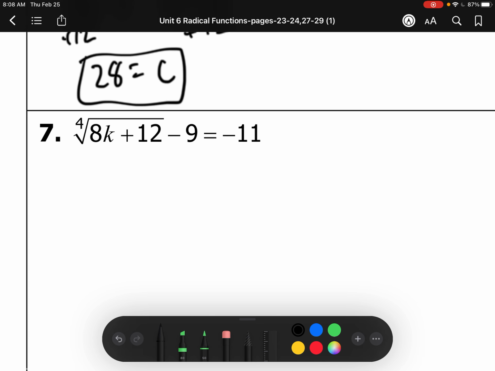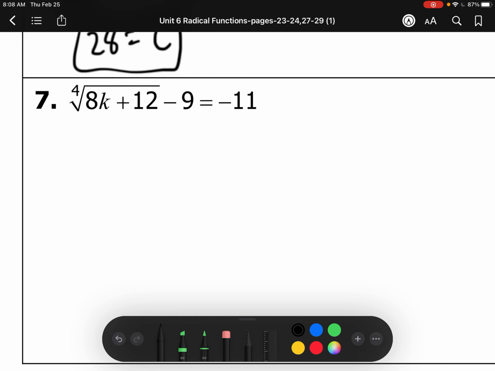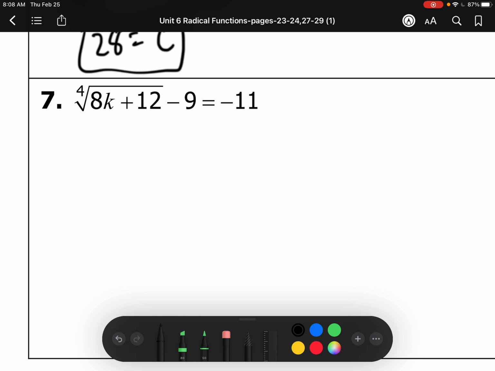Number 7. All right, so now we have a 4th root. So the exponent that we're going to raise in step 2 is going to be 4, right? So I'm going to isolate first. So add 9 to both sides. I get the 4th root of 8k plus 12 is equal to negative 11 plus 9, which is negative 2.